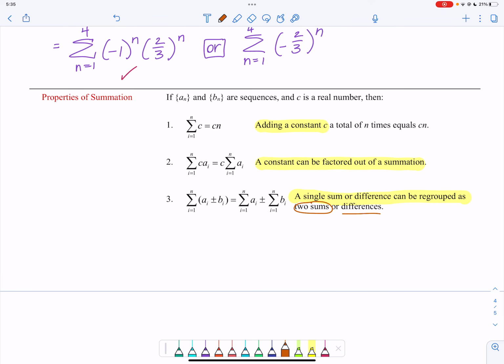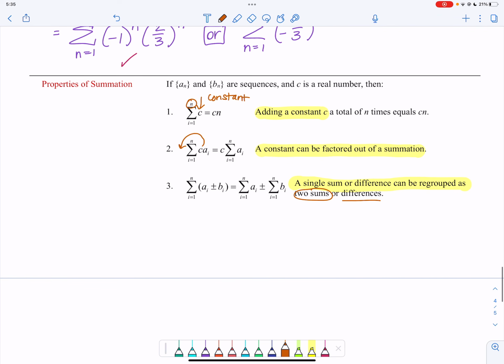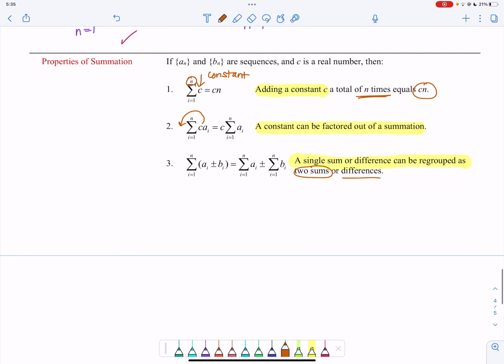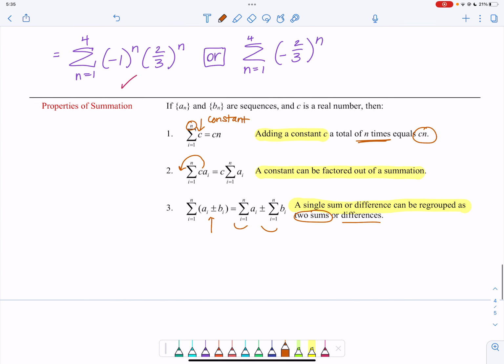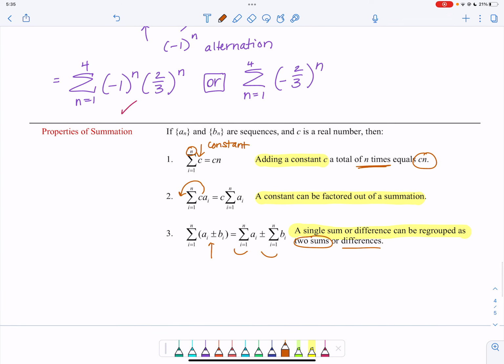So this constant can go on the outside of the summation notation. If you just have a constant here, you can multiply that constant by n. So adding a constant n times equals c times n. And then breaking up this plus and minus, and each sum having its own sigma notation. And that concludes this section.